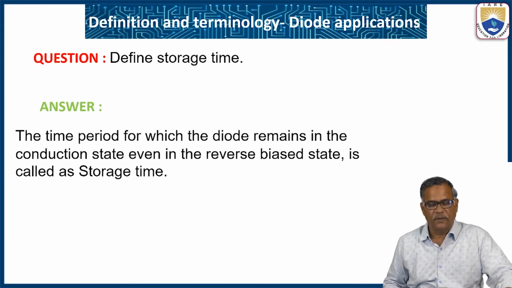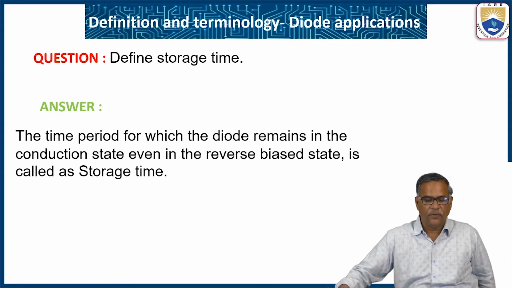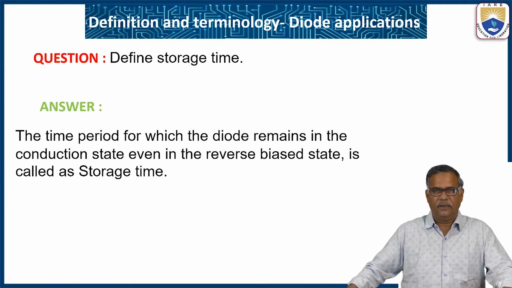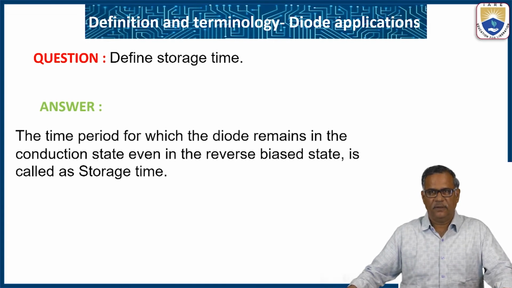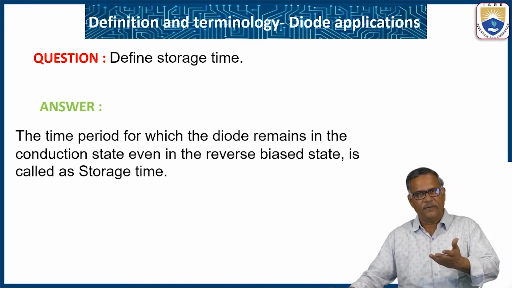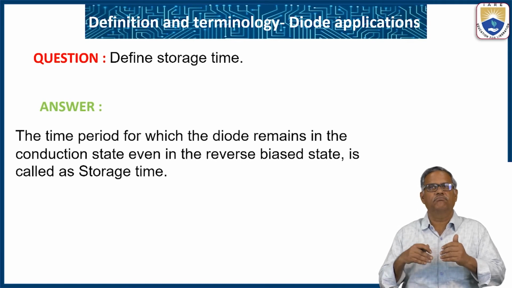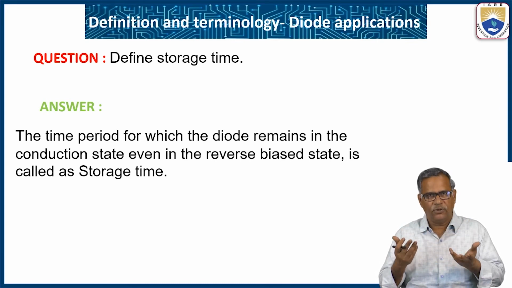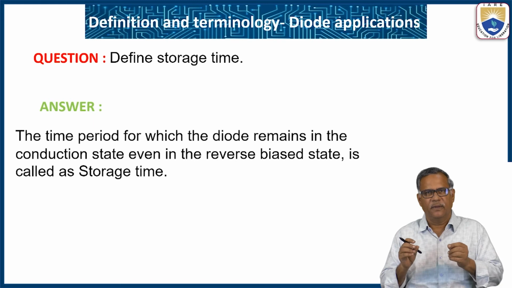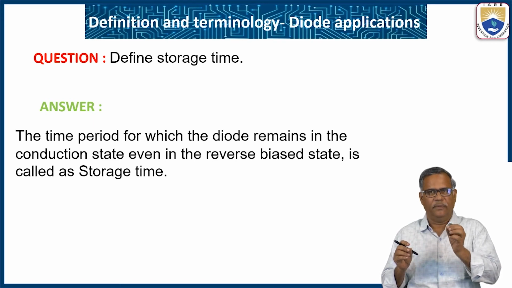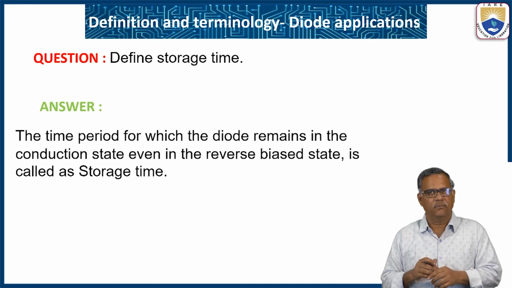Define storage time. The time period for which the diode remains in the conduction state, even in the reverse biased state, is called the storage time. When you apply a reverse bias, the diode should come into non-conducting state. But for a small amount of time, it remains in the conduction state. That time is called the storage time.